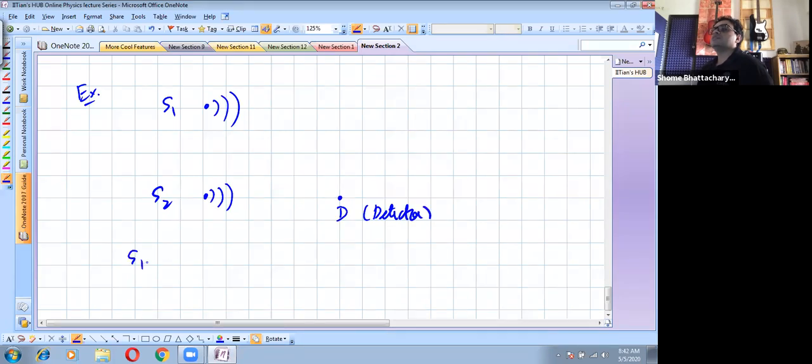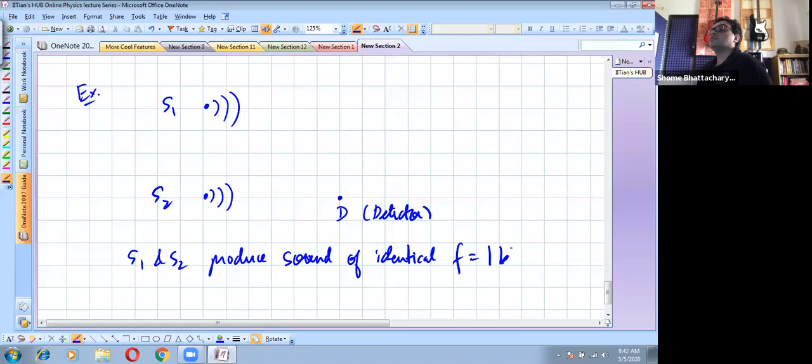Now, suppose S1 and S2 produce sound of identical frequency 1 kilohertz, and speed of sound in air is given approximately to be 300 meters per second. You know that at normal room temperature and atmospheric condition, it is close to about 340, but here let's say it's assumed to be this one.